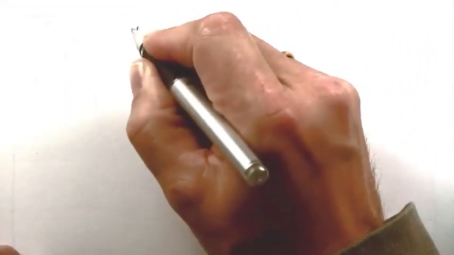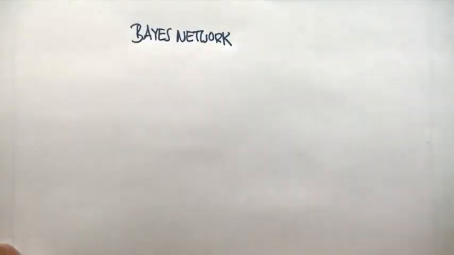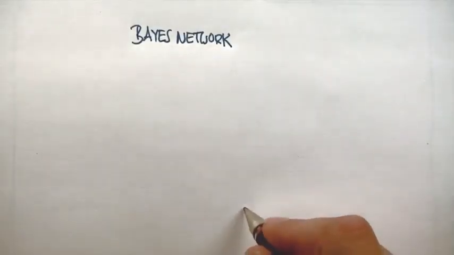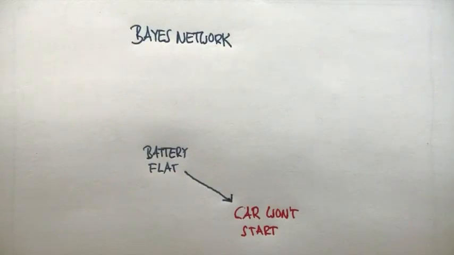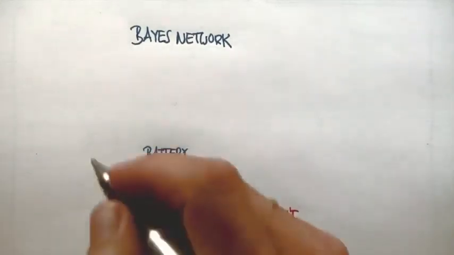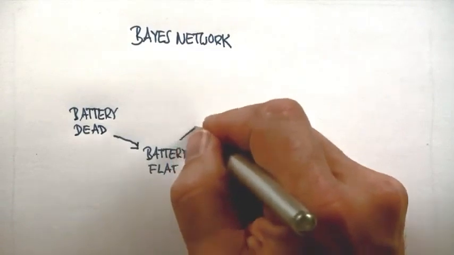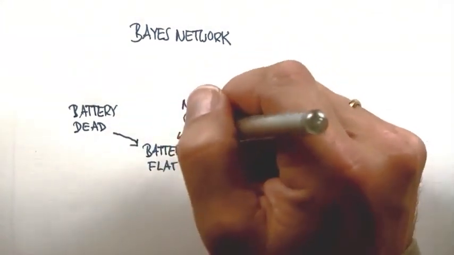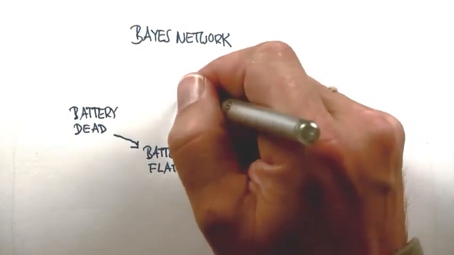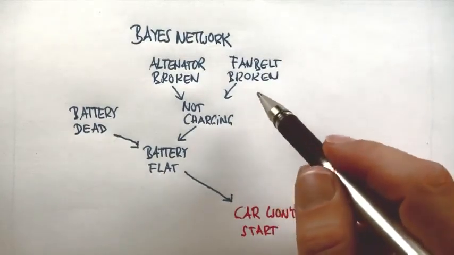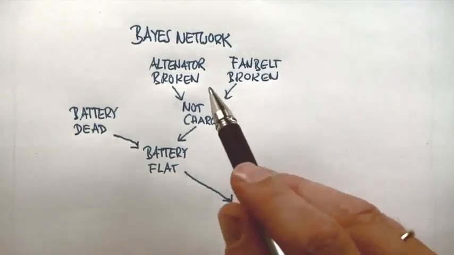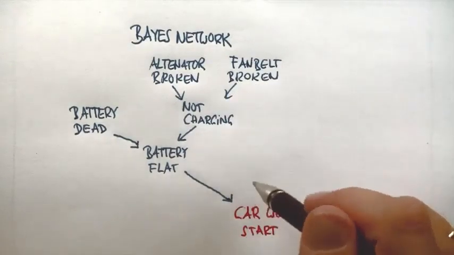Let me give you a flavor of a Bayes network using an example. Suppose you find in the morning that your car won't start. Well, there's many causes why your car might not start. One is that your battery is flat. Even for a flat battery, there's multiple causes. One is just plain dead. And one is that the battery is okay, but it's not charging. The reason why a battery might not charge is that the alternator might be broken, or the fan belt might be broken. If you look at this influence diagram, also called the Bayes network, you'll find there's many different ways to explain that the car won't start.